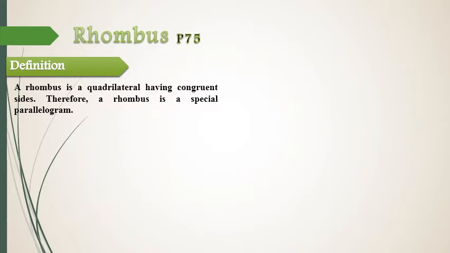Rhombus, page 75. Definition: a rhombus is a quadrilateral having congruent sides, so all the sides are equal. Therefore, a rhombus is a special parallelogram, because as we know, in a parallelogram only the two opposite sides are equal, but here all the sides are equal. This is a rhombus. ABCD is considered as a rhombus, which is a special parallelogram. AB is equal to BC is equal to CD is equal to DA. All the sides are equal.